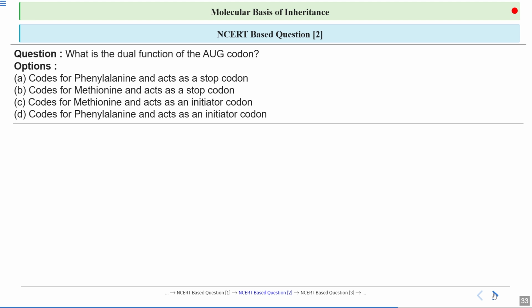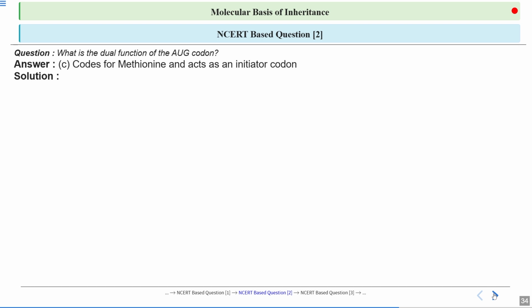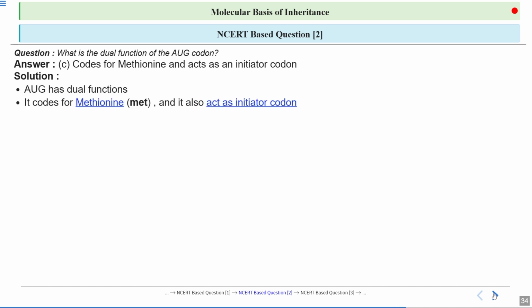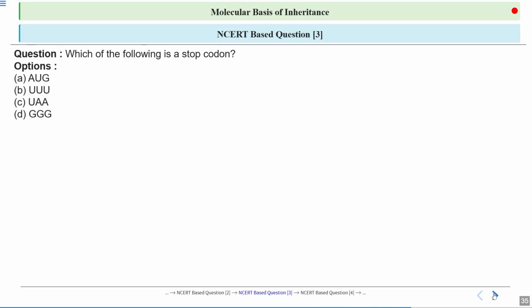The next question: what is the dual function of the AUG codon? We know AUG is a start codon. Does it code for phenylalanine and act as a stop codon? No. Does it code for methionine and act as a stop codon? It does code for methionine, but it does not act as a stop codon. It codes for methionine and acts as the initiator, the starting codon, and it does not code for phenylalanine. So the option is 3: AUG codes for methionine and acts as the initiator codon.